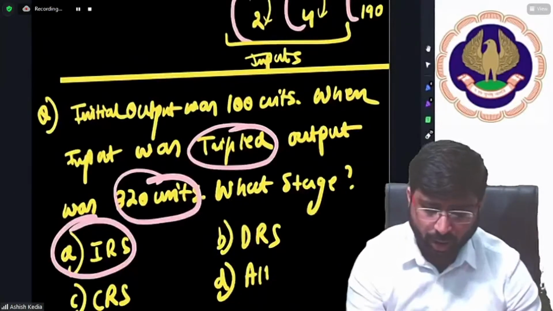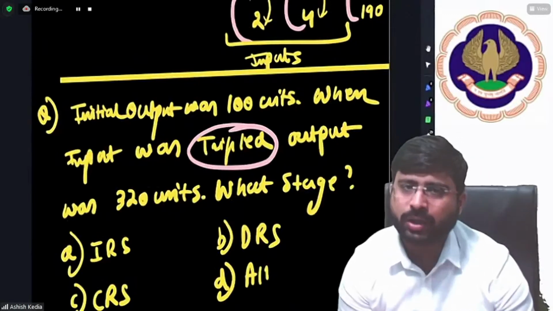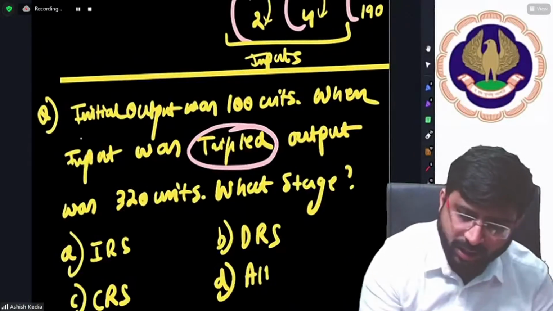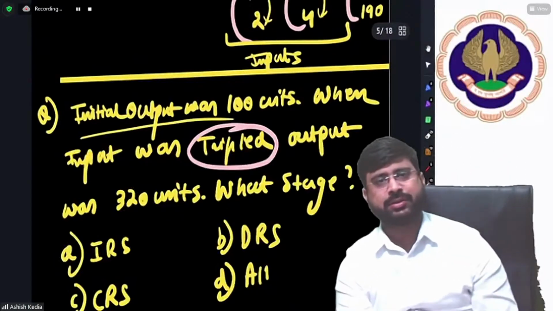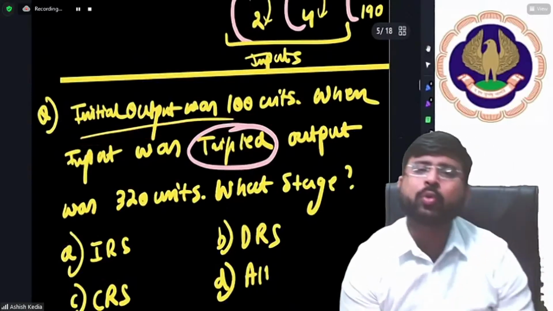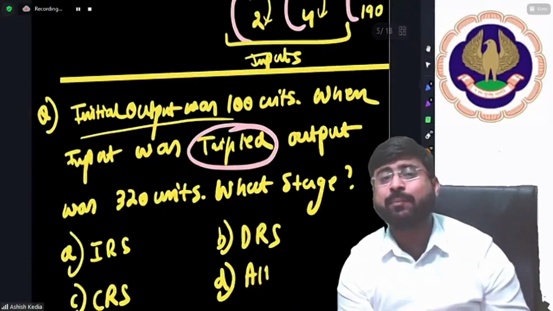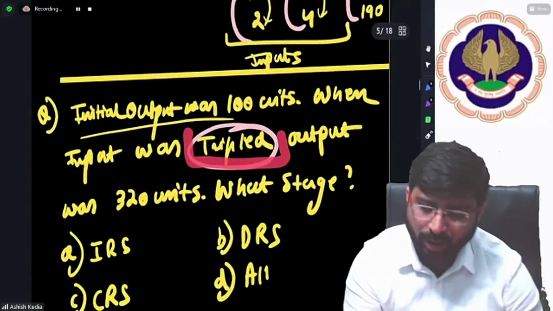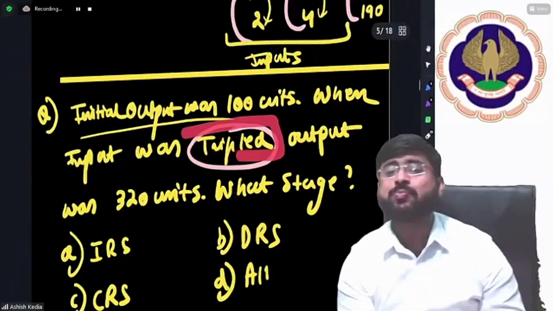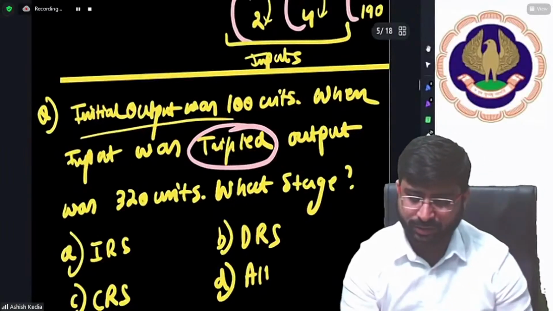Now, let's talk about this question, and see whether you are able to answer it or not. Initial output was 100 units. When input was tripled, output was 320 units.